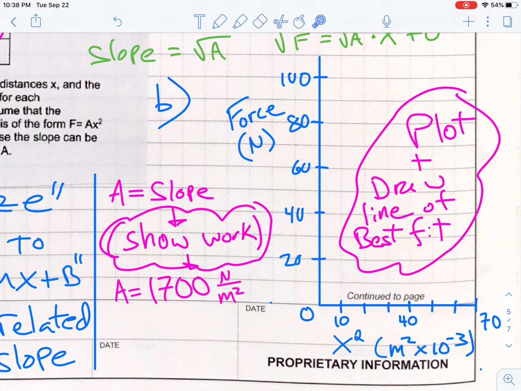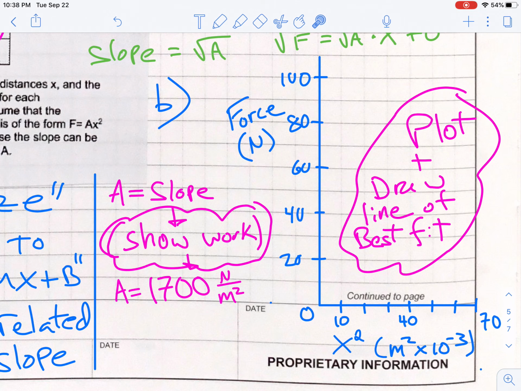My y-axis was force. You're going to want to plot the data points, draw in a line of best fit, of course using your straight edge. Pick 2 points on the line that are not data points. I found using 0, 0 was easy, right? I mean, if you don't compress the spring, guess what? It doesn't push at all.